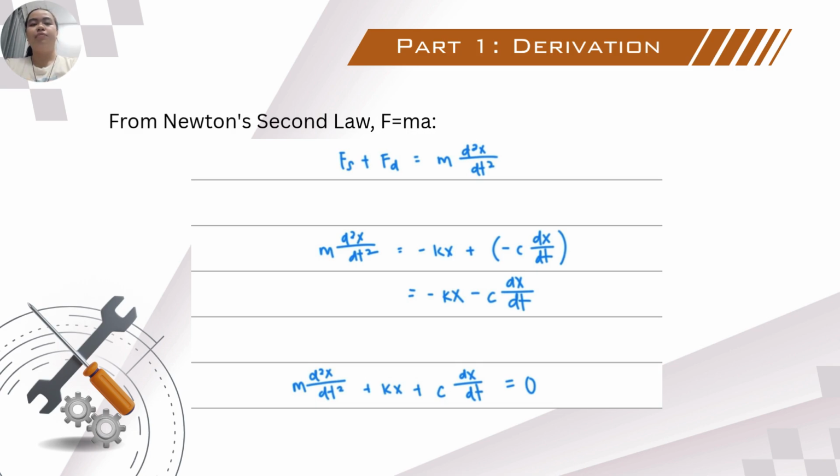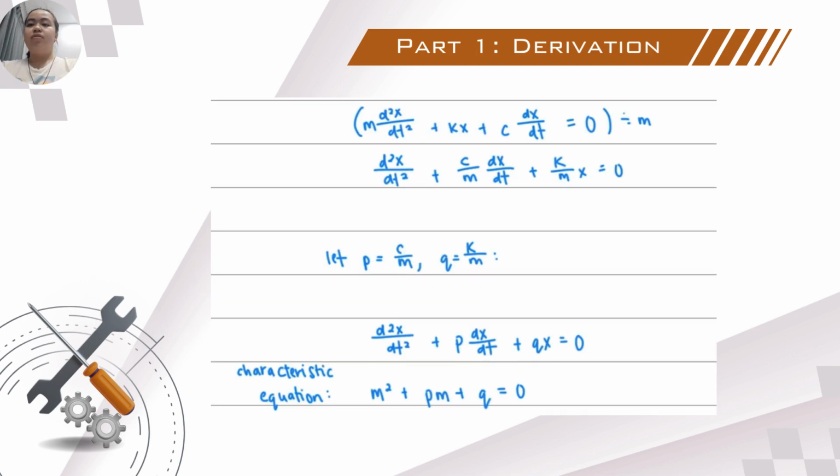And then we will get the expression m d squared x over dt squared equals negative kx minus c dx over dt. So move all these terms to one side and we will get our second order ordinary differential equation. The whole equation is divided by mass to make it more simplified, and then the variables are expressed by single letters.